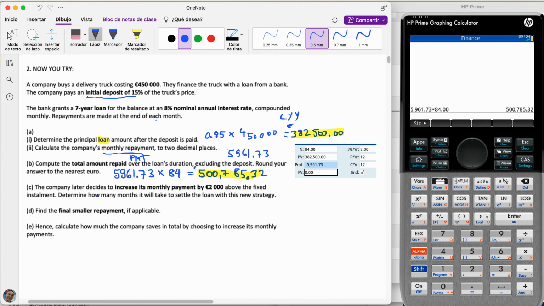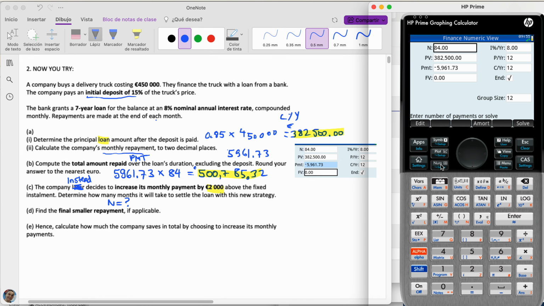Okay, so the company now, instead of later, can we just put this as instead? Because later is a problem because they never tell us when. So we'll just say the company instead decides to make the monthly payments of 2,000 more instead of the above. Okay, so this is going to be our new payment. Okay, determine how many months. So again, we are going to need N here.